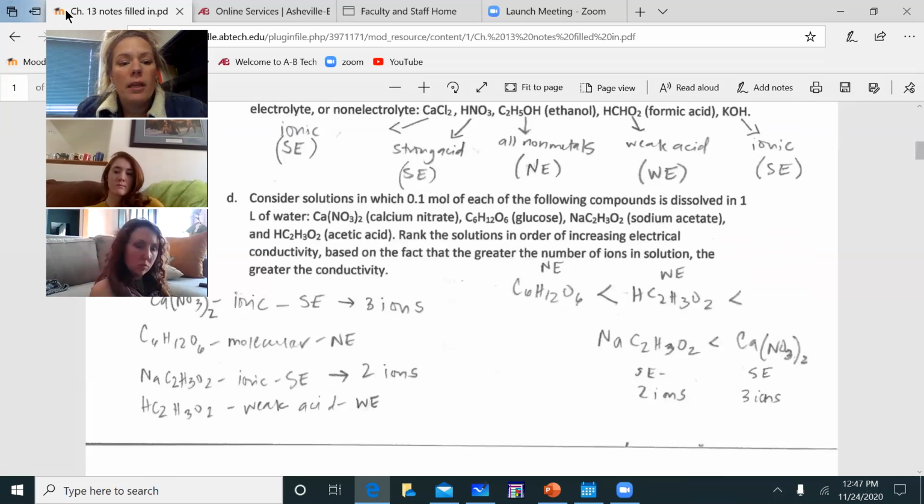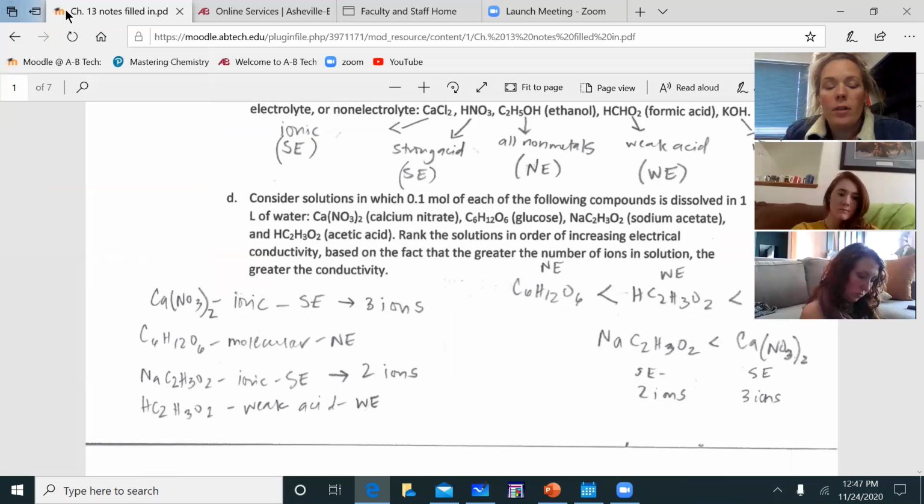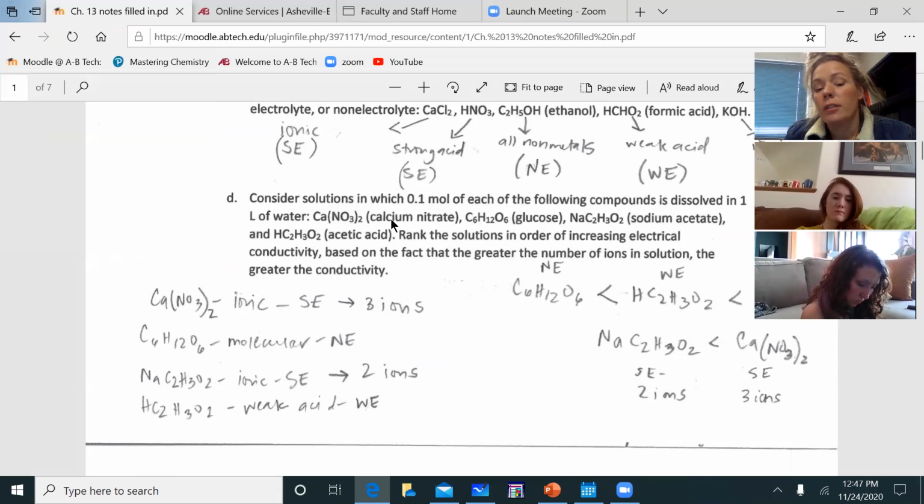So how we can relate this to numbers, if we consider the following solutions. So we have 1 mole of each of the following, and we're going to dissolve them in 1 liter of water. So I've got 1 mole of CaNO3, or calcium nitrate. We've got 1 mole of glucose, C6H12O6, and then we've got 1 mole of NaC2H3O2, which is sodium acetate. And we also have acetic acid, okay? So same compound on the second component here, but we have an H.